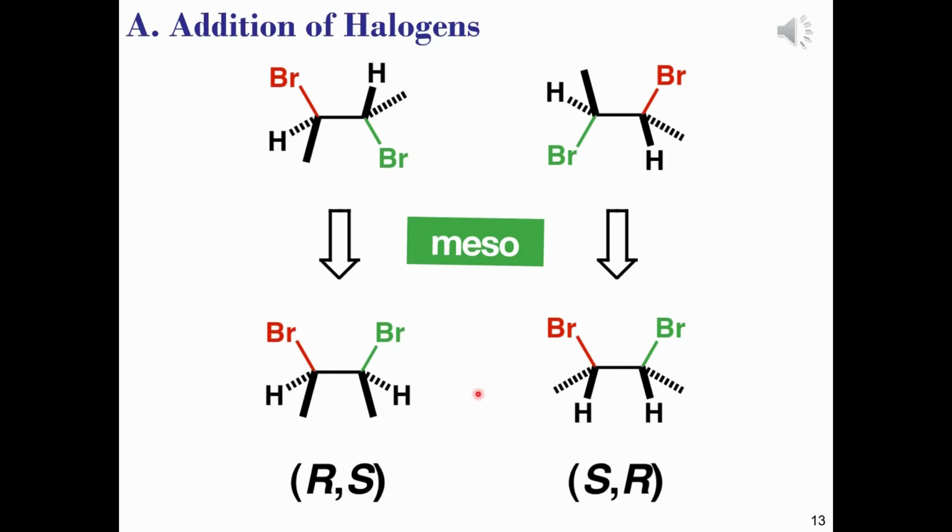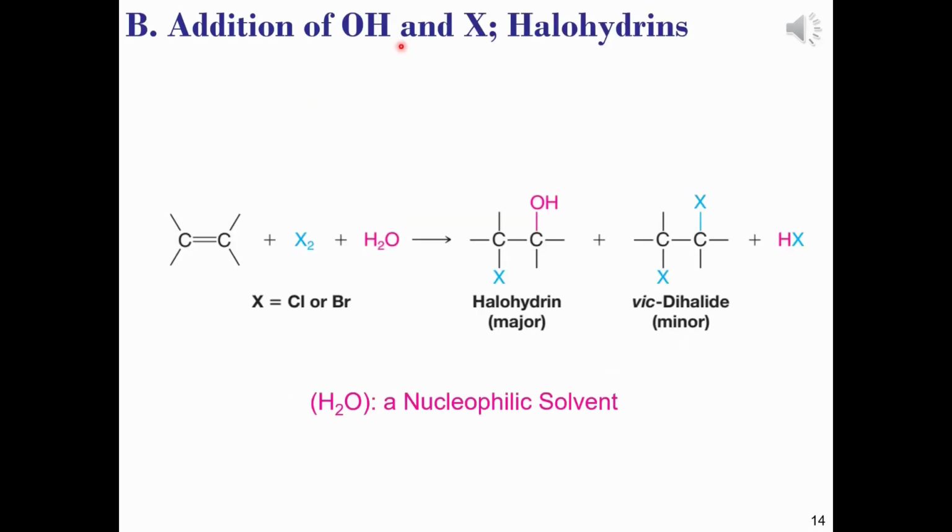This concludes part A. In this video, we're going to take a look at what happens when halogenation is carried out in the presence of a nucleophilic solvent. In this case, the solvent is water. And when an alkene is reacted with a halogen, that's either chlorine or bromine, in the presence of water, then a halohydrin is formed. This places a halogen atom and an alcohol group in a vicinal relationship across the double bond. This is known as the halohydrin. A vicinal dihalide is also possible as a minor product in the reaction. Let's now take a look at the mechanism.